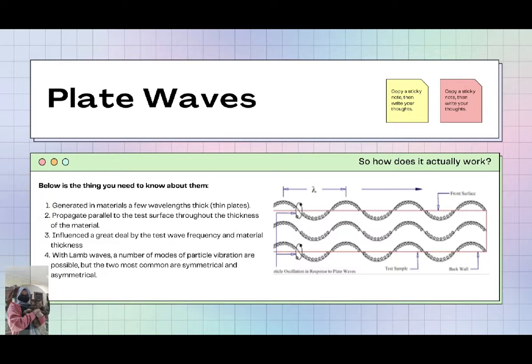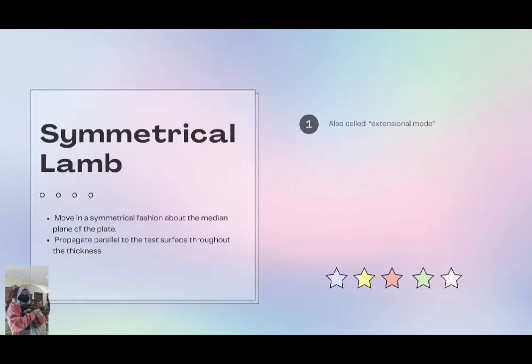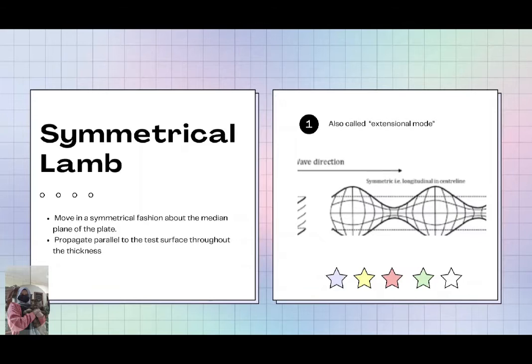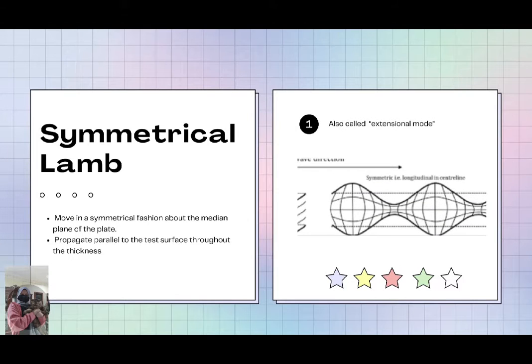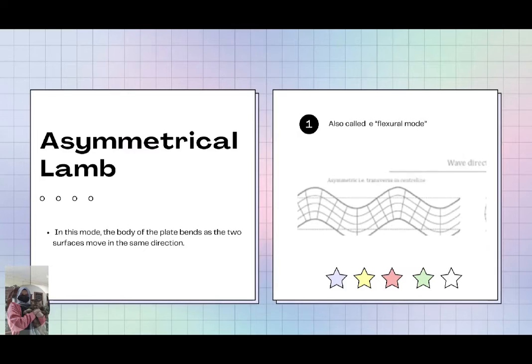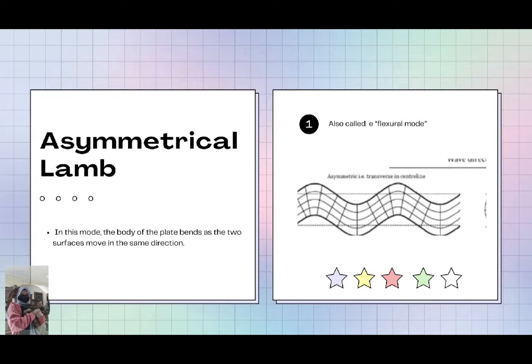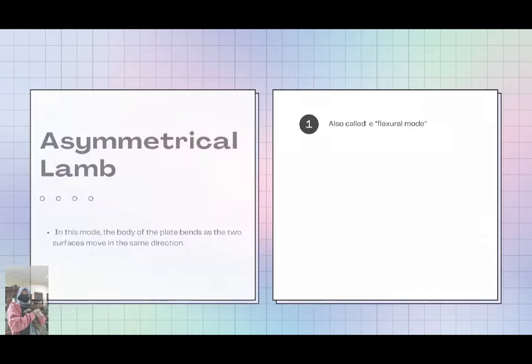So with the Lamb wave, a number of modes of particle vibration are possible, but the two most common are symmetrical and asymmetrical. The first one is symmetrical. If they move in a symmetrical fashion about the median of the plate, they propagate parallel to the test surface throughout the thickness, also called extension mode. And then the last one we have is the asymmetrical Lamb wave. In this mode the body of the plate bends as the two surfaces move in the same direction. It is also called flexural mode.